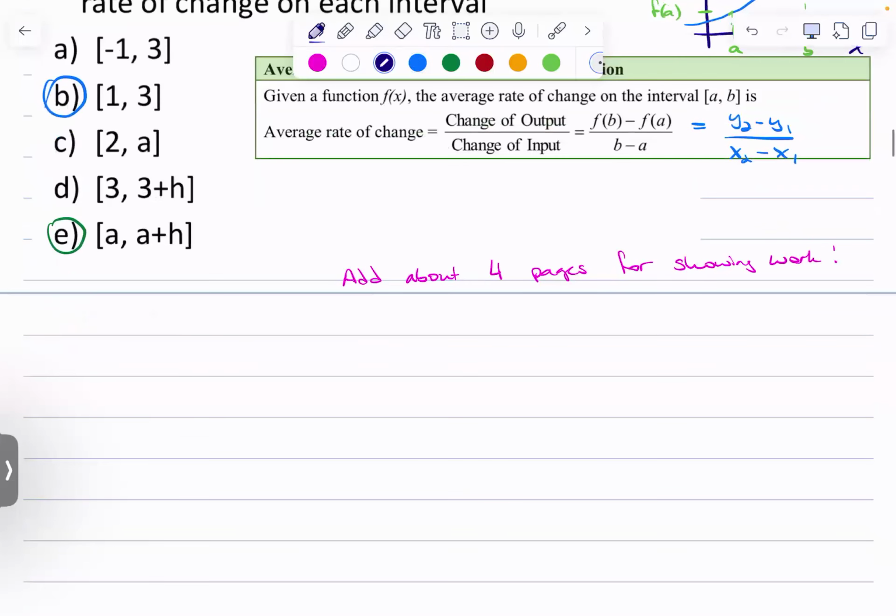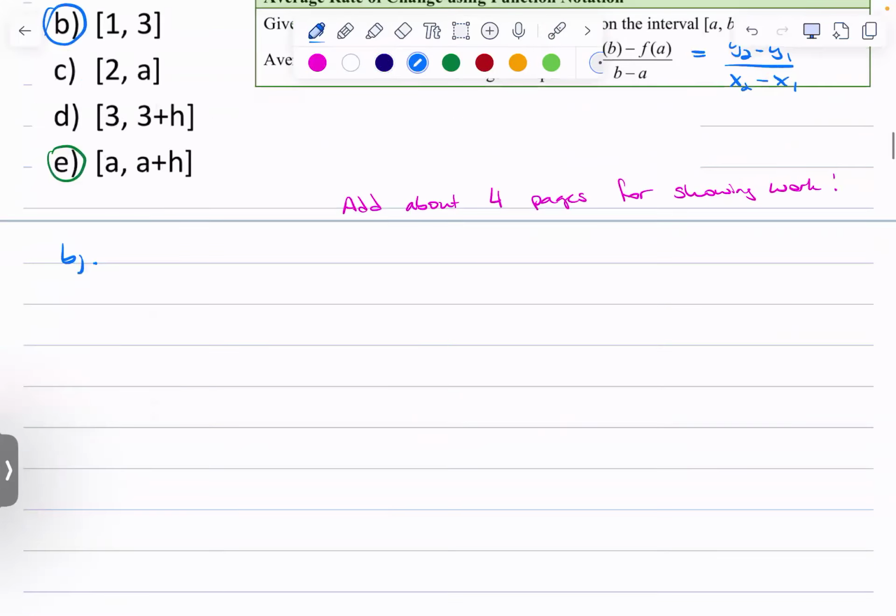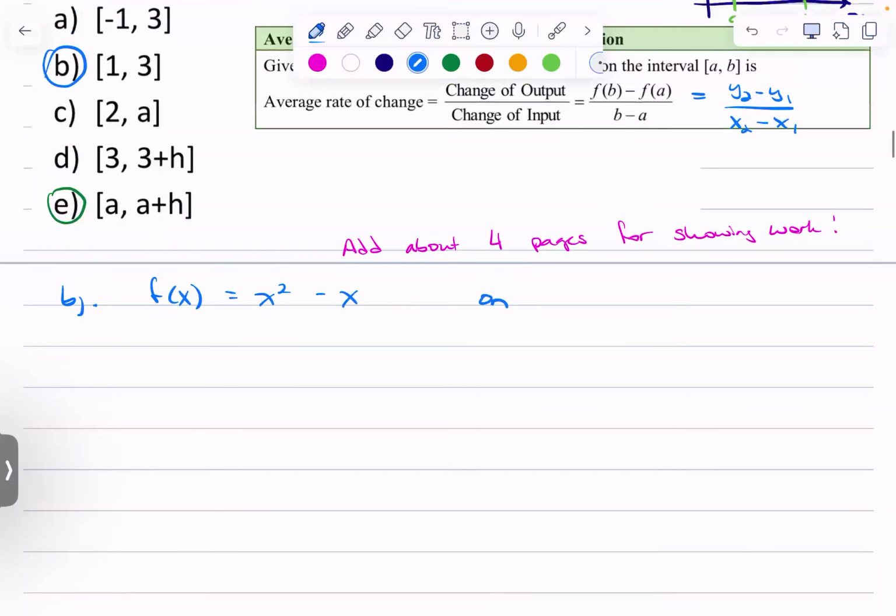So we have a function now. Notice we moved through a function as a table, function as a graph, and now we have a proper function as a mathematical function, and that function is x squared minus x. We want to find the average rate of change on each interval. So just to jot this down, I have f of x is x squared minus x, and the interval that I'm interested in is 1 to 3.